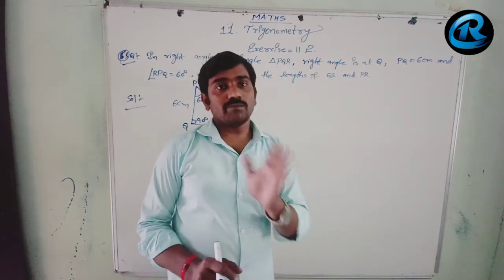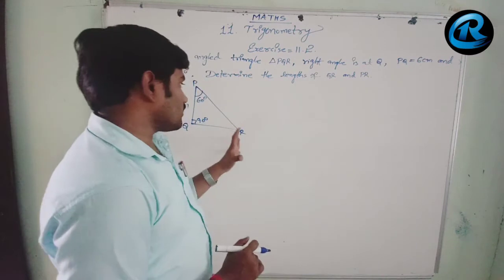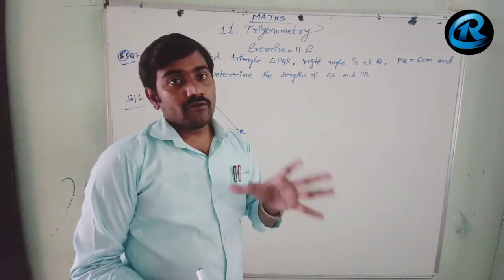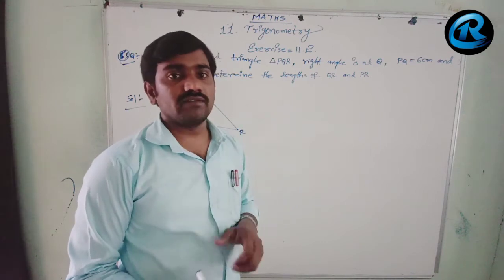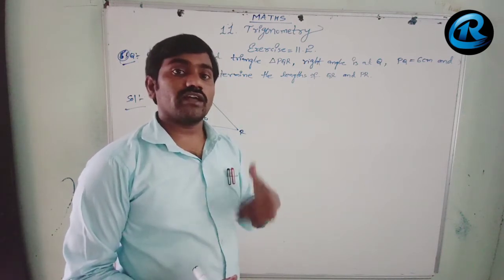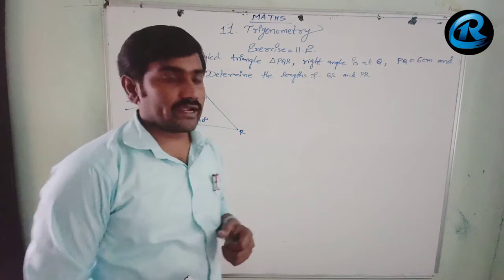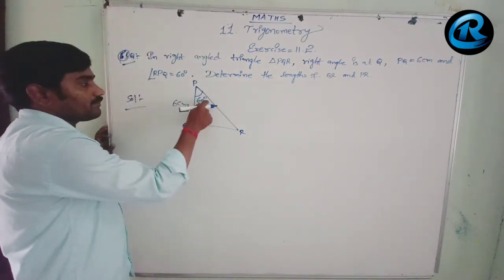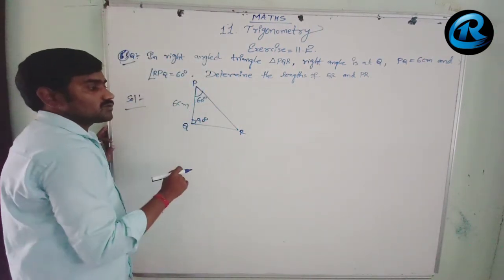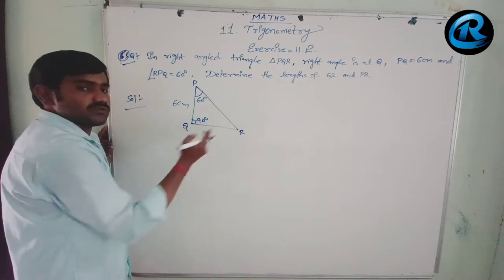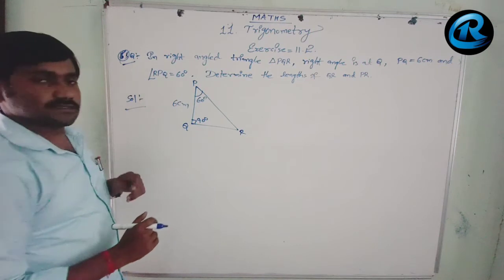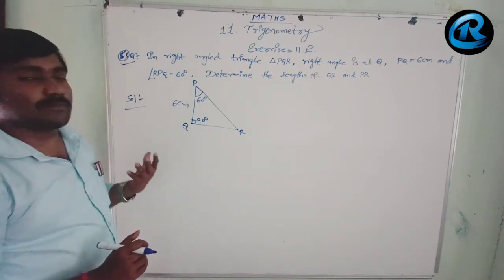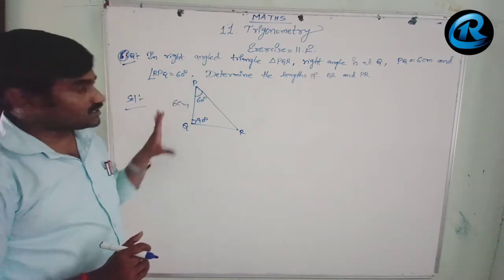In the 12th chapter we learn, and these kinds of problems will be solved when one of the sides of the right angle triangle and one of the angles is given. Then we can find out the remaining two sides and the remaining two angles also. One angle and one side is given, so the remaining angle we can find out, and the remaining two sides also, by these concepts. So the application of trigonometry is completely based on this concept only.